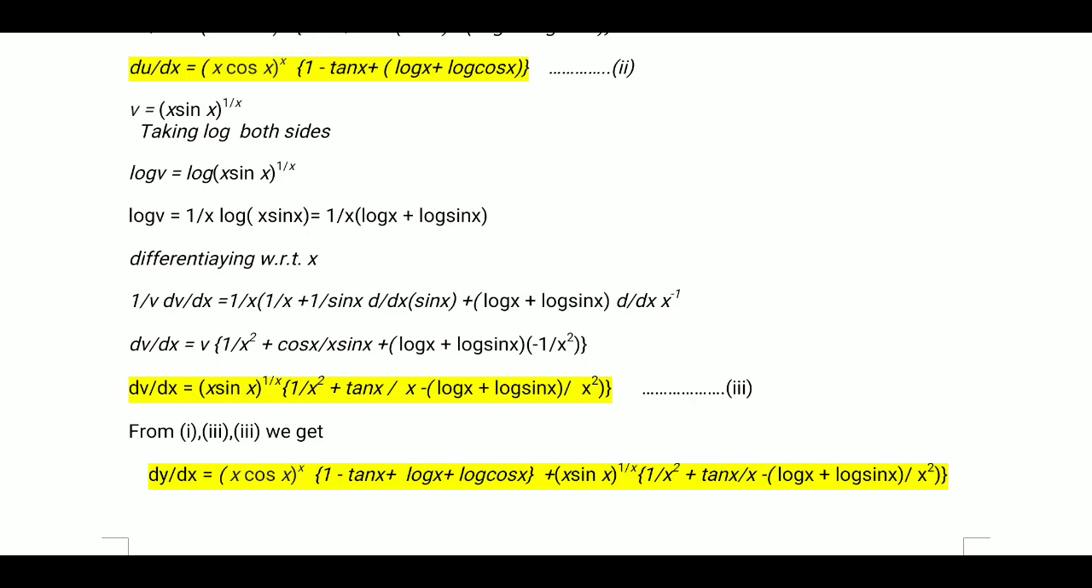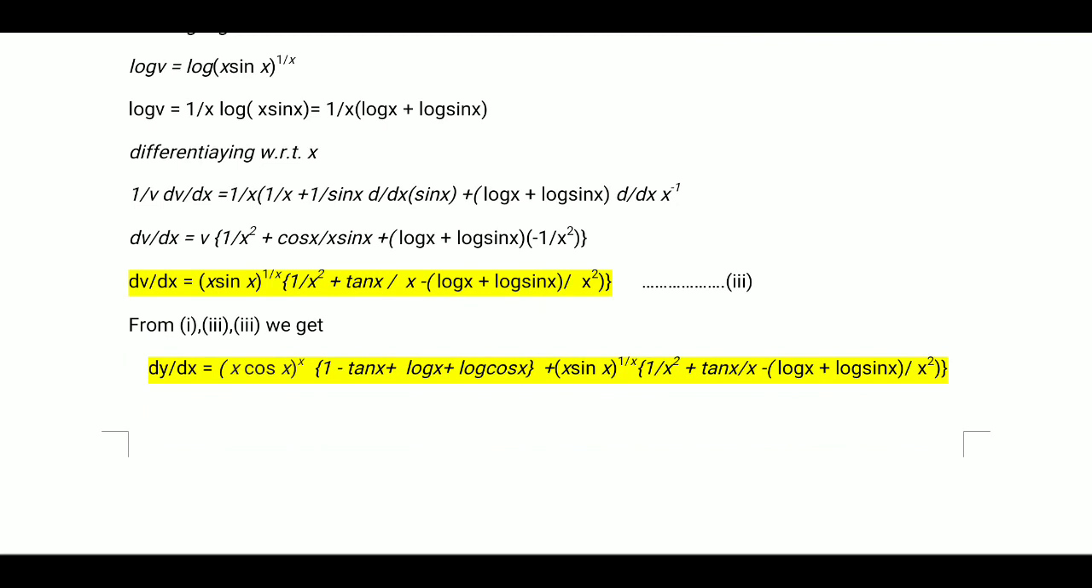Thus we get dv upon dx is equal to v cross multiplying 1 upon x square plus cos x, differentiation of sin x is cos x, upon x sin x plus log x plus log sin x into minus 1 upon x square.